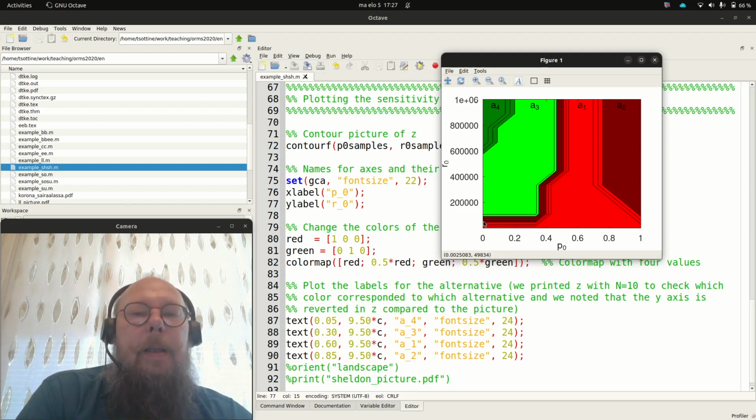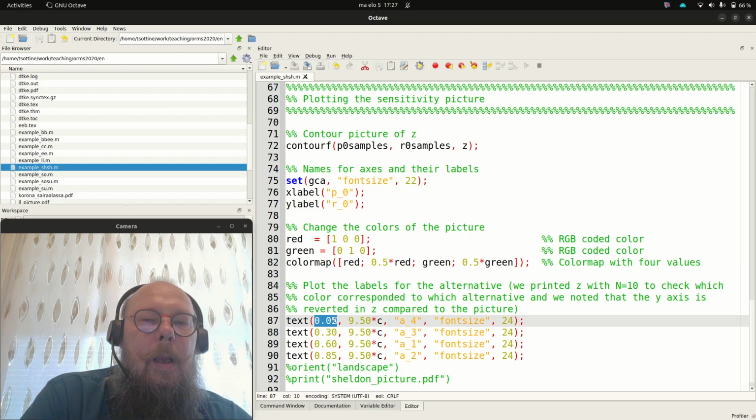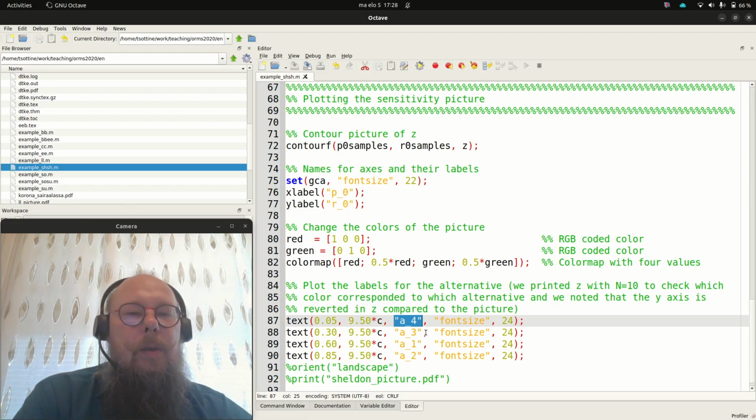And then finally in this picture I have to put these labels, also text X, A1, A2, A3 and A4 there, and this happens here. So text X position, Y position, what is to be written, so A underscore 4, which it understands as A subindex 4, and then with the font size 24.